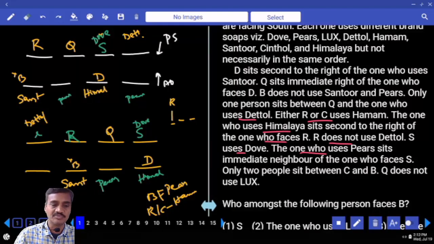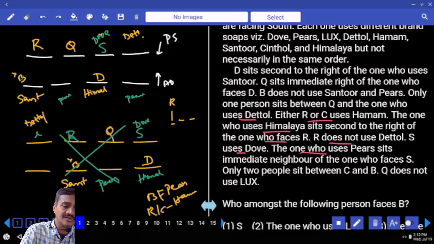And only two people between C and B. Between C and B, there must be exactly two people. In this case, two people between C and B is not possible. Anyhow, B cannot be here. Hence where should this be? B is here, and with two people between B and C, C is here. The person left is A. And here in this one, P is the person left. B does not use PS. PS cannot be here, hence PS must be A.